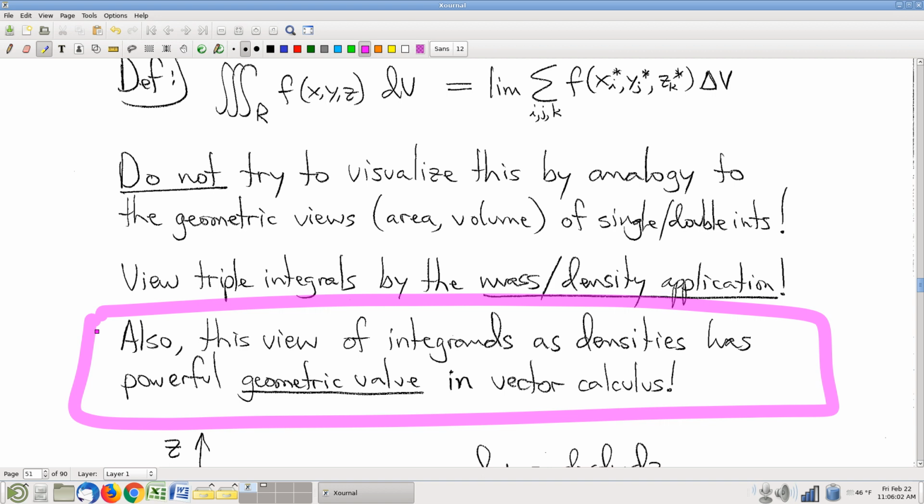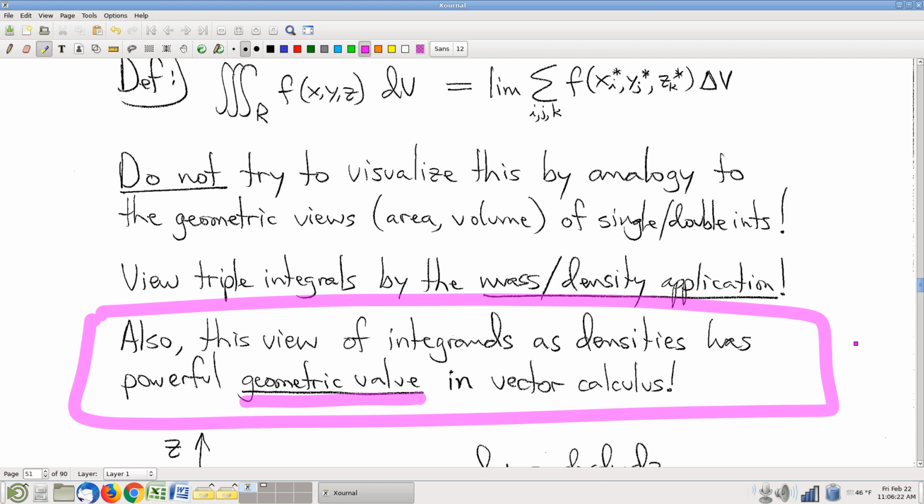And we're going to see in Chapter 15 that there are not just physical things like mass and bacteria and pollution particulates that we want to keep track of per unit volume. There are geometric constructions. I'll have to be real vague about this.